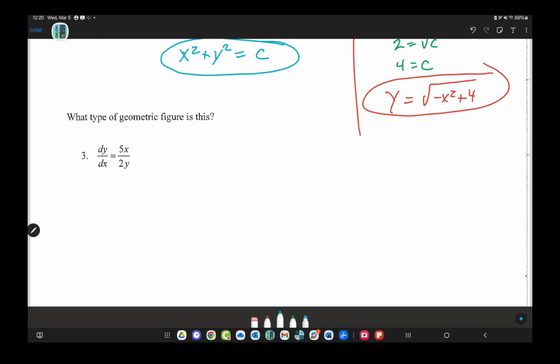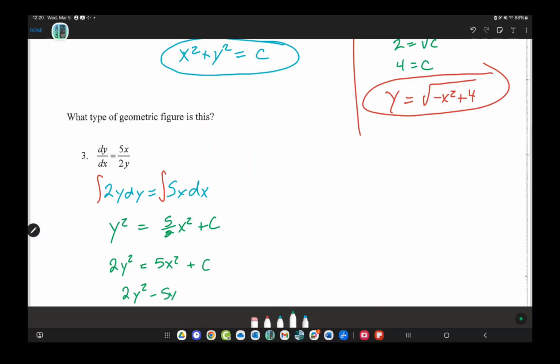Here we're going to multiply again. If I were to simplify this, what would I write next? 2y dy equals 5x dx, and then we integrate, and that would give you y squared is equal to 5 over 2 x squared plus c. We can make this easier by multiplying everything by 2. So 2y squared is equal to 5x squared plus c. So we have 2y squared minus 5x squared equals c.